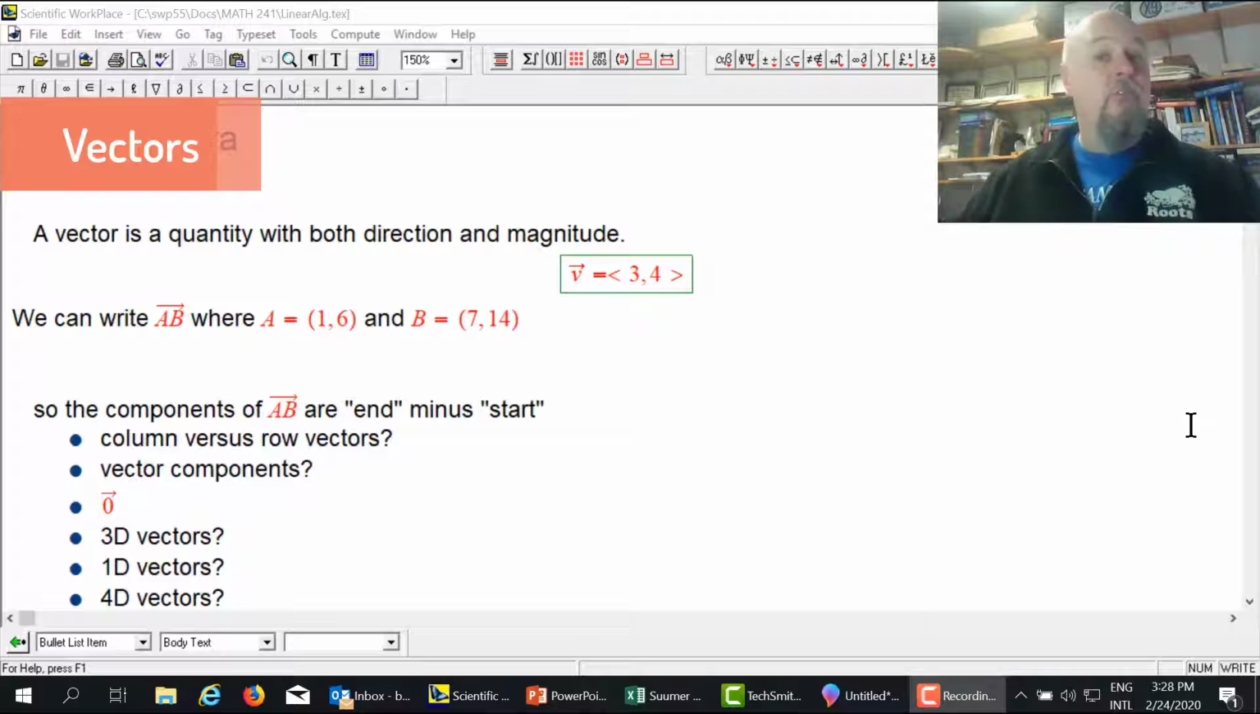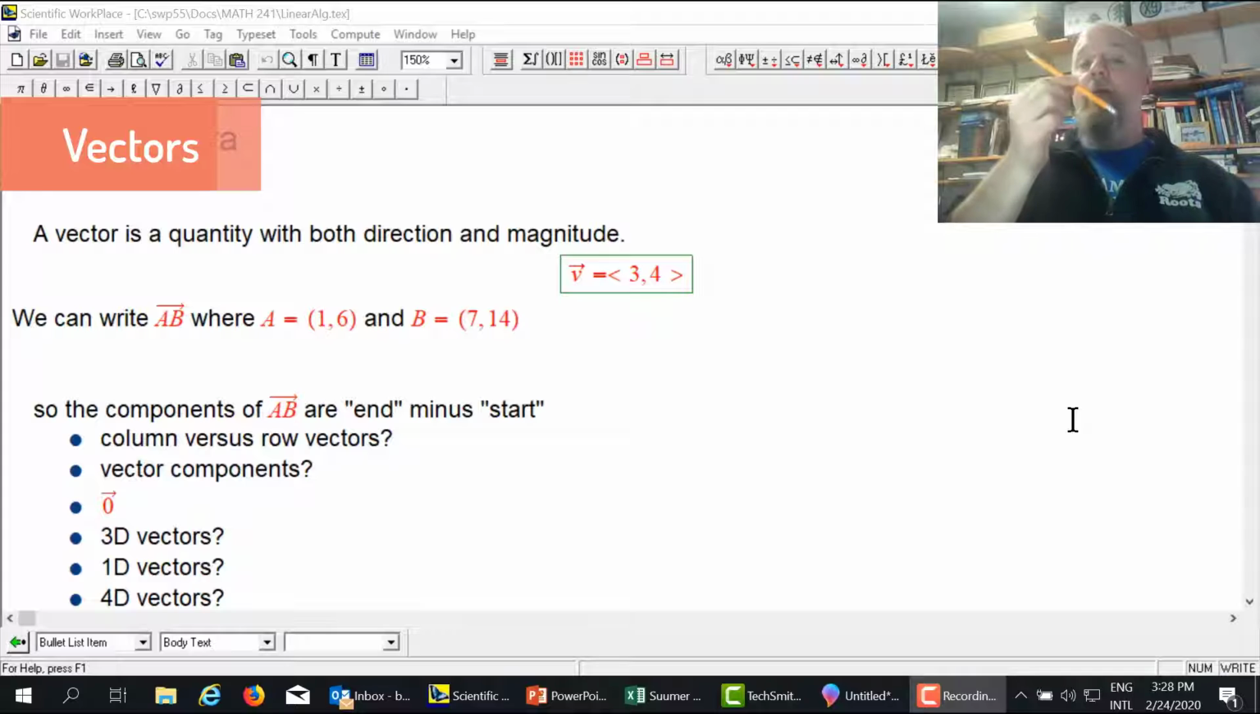I know parts of this will be review for some people, and other parts will be new for other people. But we want to make sure that we're all using the same notation and we're all thinking about vectors in the same way. When you first learn about vectors, they say a vector is a quantity with both direction and magnitude. What does that mean?